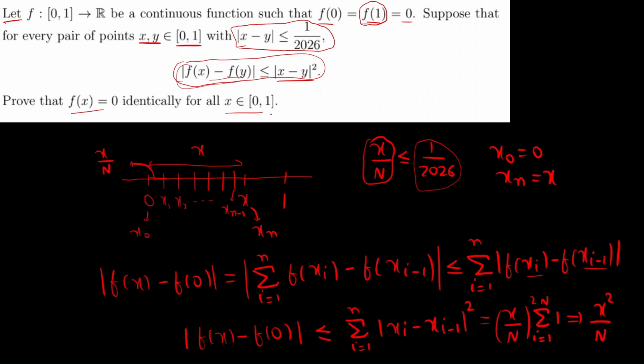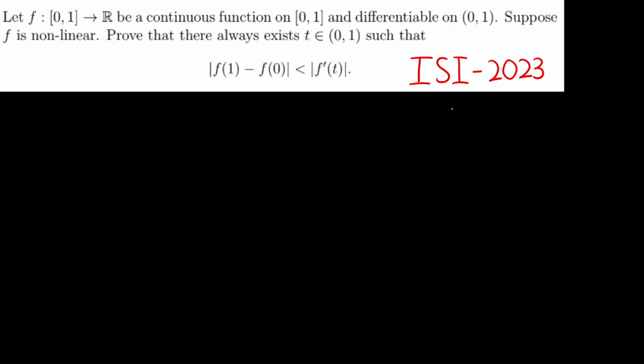You can do this problem again on your own to understand. Our next question is an ISI 2023 UGB question. It says, let f from 0 comma 1 to R be a continuous function on closed interval 0 comma 1 and differentiable on open interval 0 comma 1. And we are given that suppose f is non-linear. We need to prove that there always exists t belonging to open interval 0 comma 1 such that mod f of 1 minus f of 0 is less than mod f dash of t.